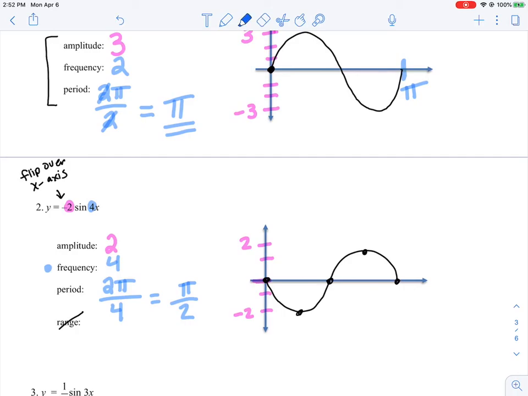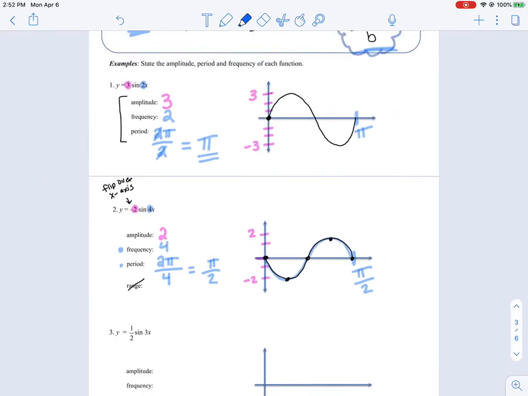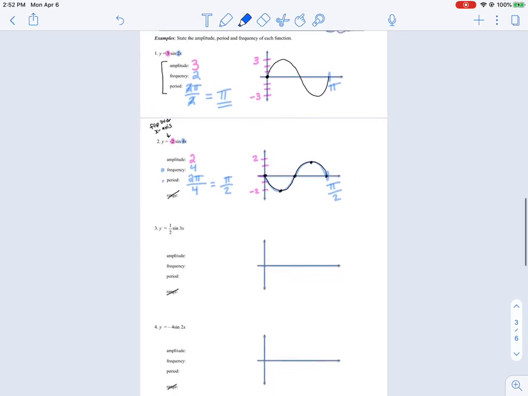So what my period tells me again is the length of my 1 cycle. So this was my 1 cycle of my negative sine function, and it's going to end here at pi over 2. Okay, so what I would like you guys to do is for these next 2 examples, try to sketch them, identifying the amplitude, frequency, and period, and then please label your x and y axes on that graph.